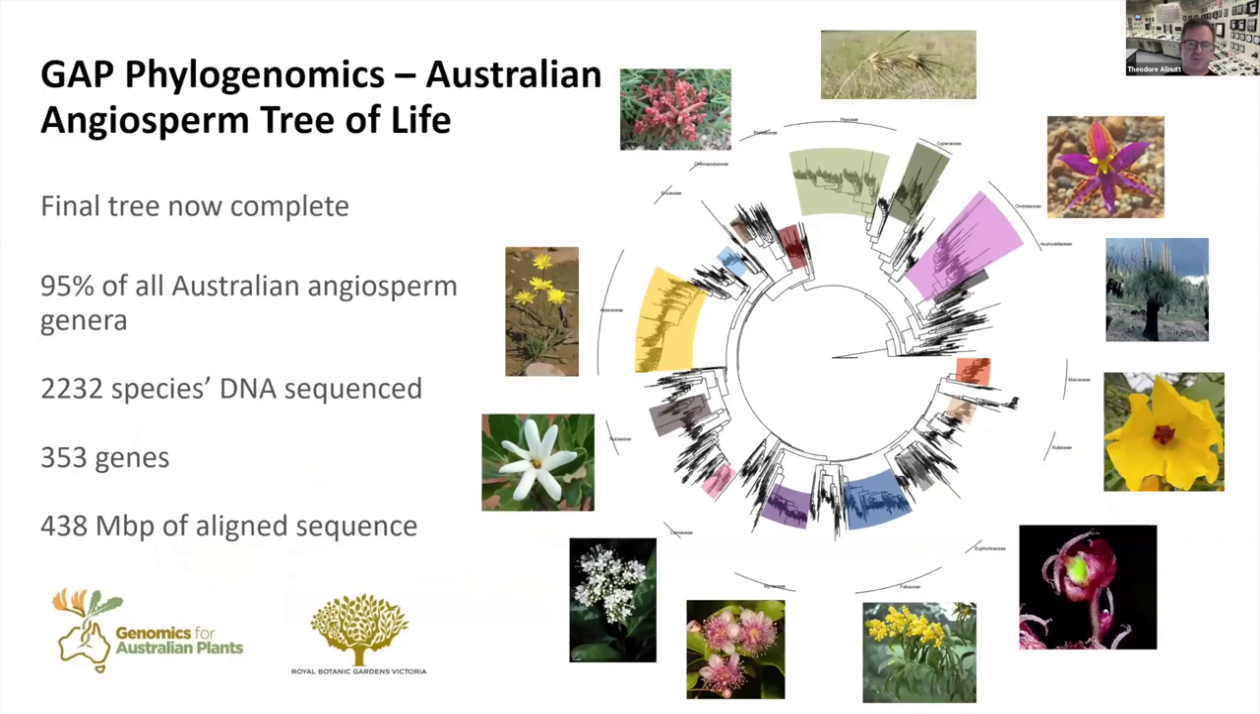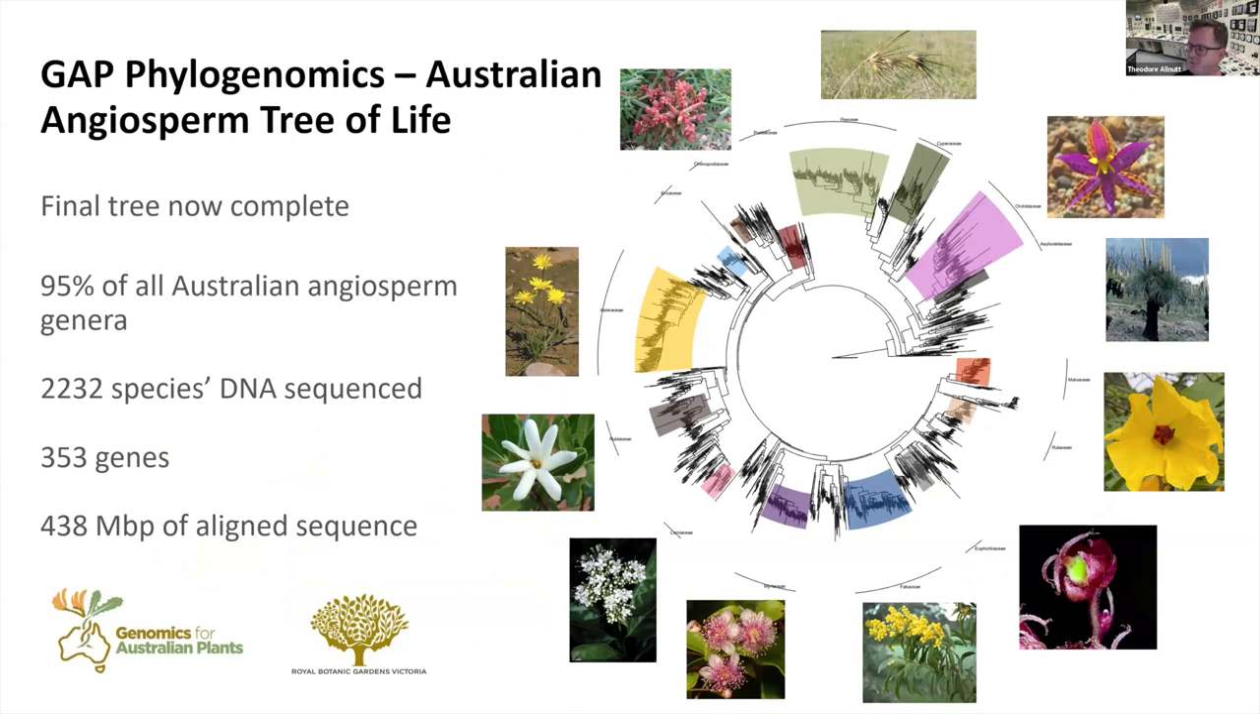So the first part of the project was the Australian angiosperm tree of life, and this aimed to sequence the DNA of as many Australian genera of plants that we could. Australia has one of the most diverse floras of the world and has every environmental ecosystem that is represented on the planet. So it's an extremely important resource and extremely important culturally and scientifically.